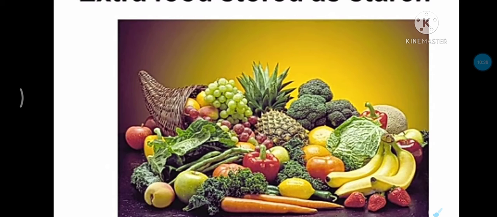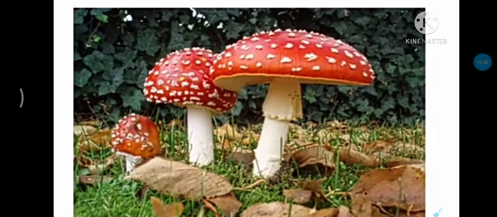If the food is extra, the excess food changes into starch and it is stored in different parts of the plants like fruits, vegetables and many things which we consume.